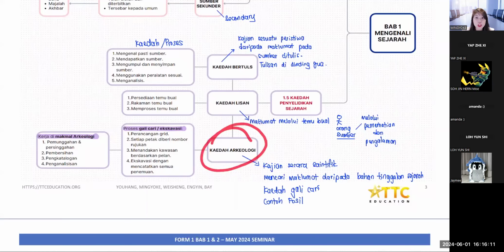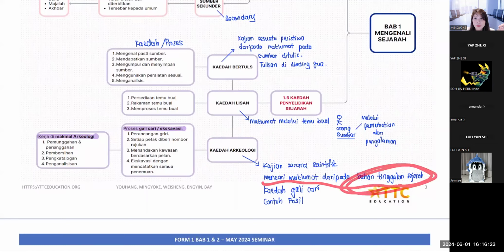Then the next one is archaeology. Kaedah archaeology is a scientific research. It's all about science method where we use the technology to find information from gali chari. We dig it up, dig it out, and then we found example fossil, the bone. The bone. So then finally I found something. Whoa, long time ago exists one.